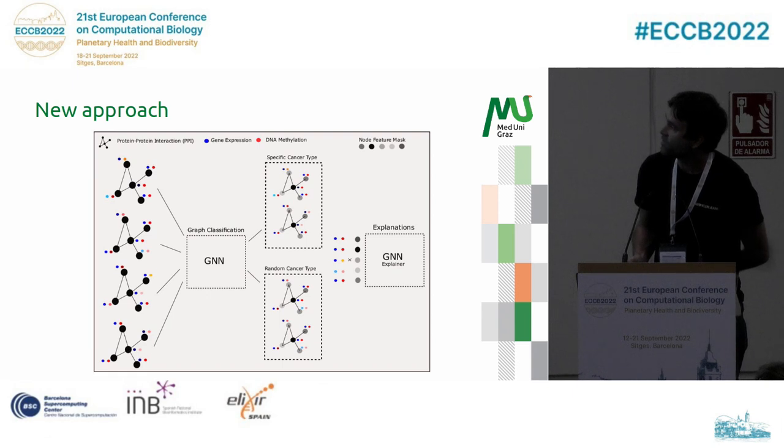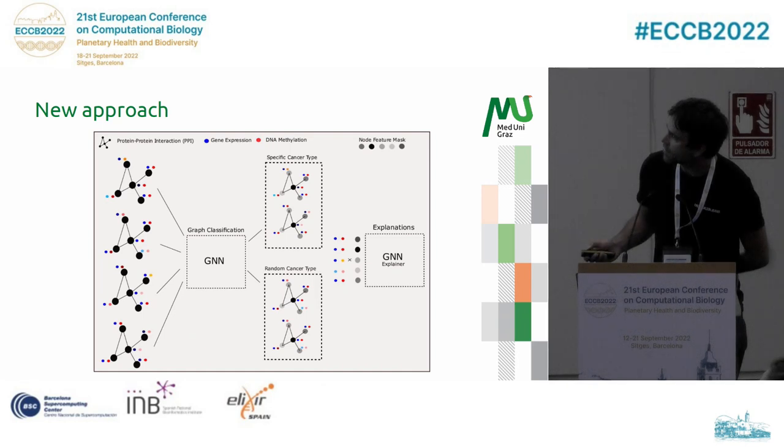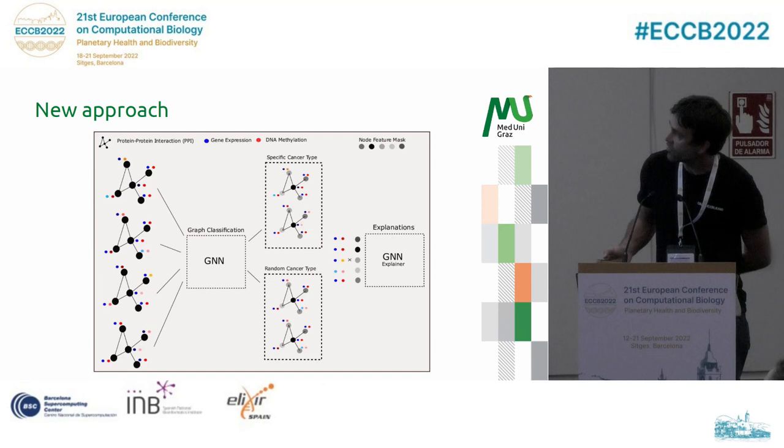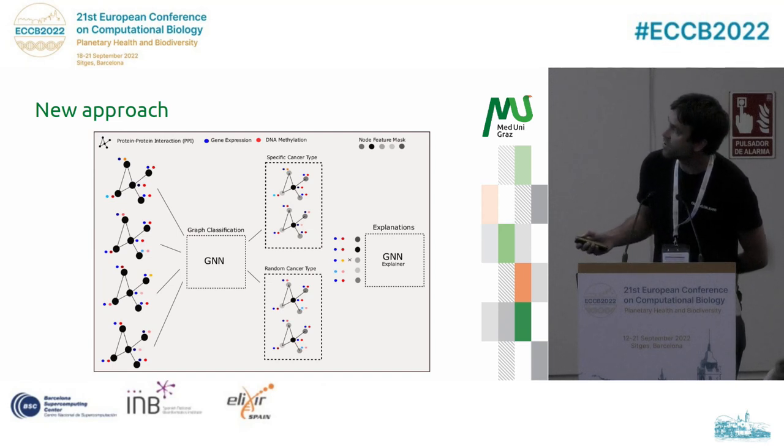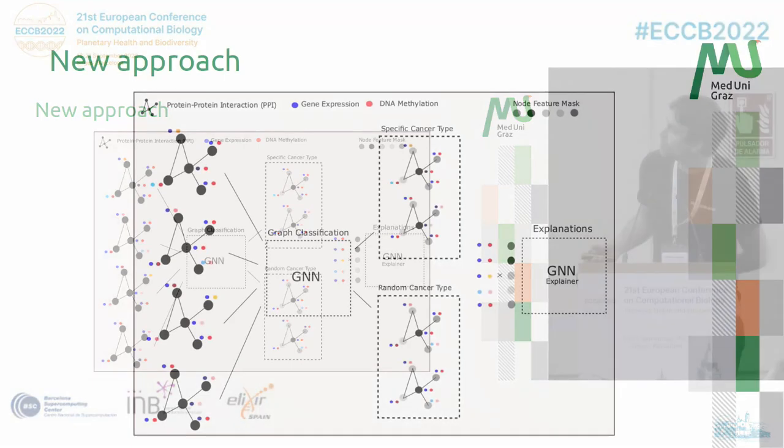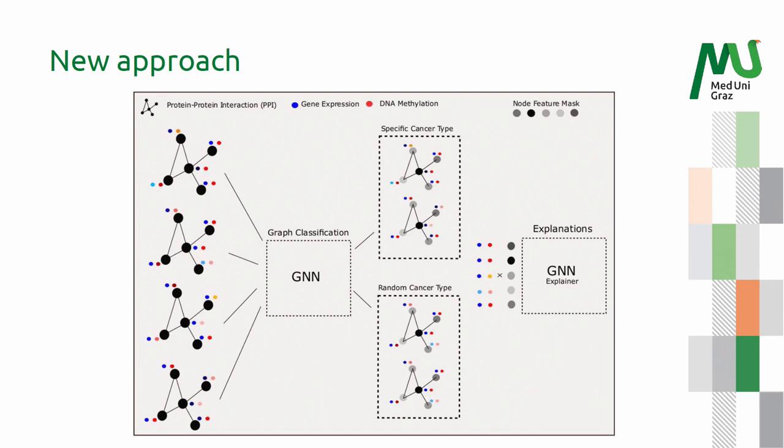So at the very left side, each graph is representing a patient. And what I tried here is, at each node, you see these colored circles, which are the features assigned to these nodes. And on the left side, we have, for instance, four patients. As can be seen here, every patient has the same topology, but the features within the nodes can vary across the patients. Then we do graph classification, essentially a binary classification into a cancer-specific group and a randomized cancer group. And finally, apply GNN explainer to uncover the decision path.